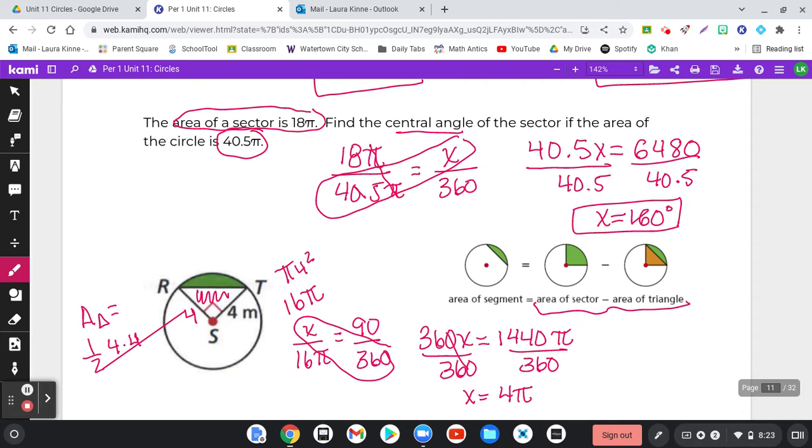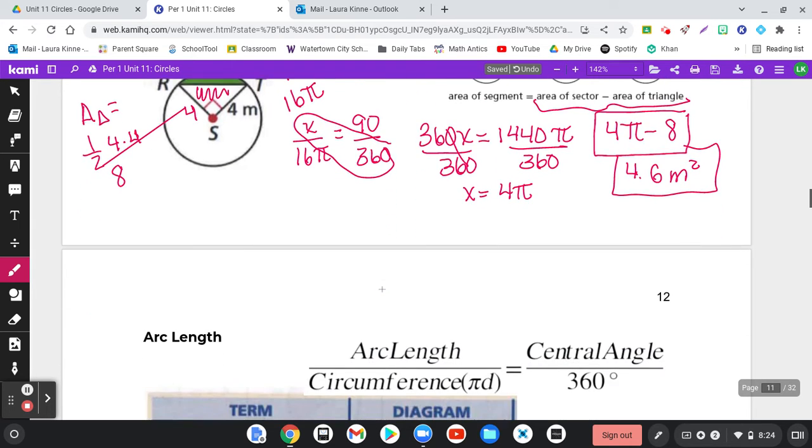Half of 16 would just be 8. So if we want to figure out the whole thing, I'm going to take the area of the sector minus the area of the triangle. And there's the area of your segment. If you put it into the calculator, you get 4.6. So in terms of pi, or to the nearest tenth. All right, and we'll do more practice with that in class.